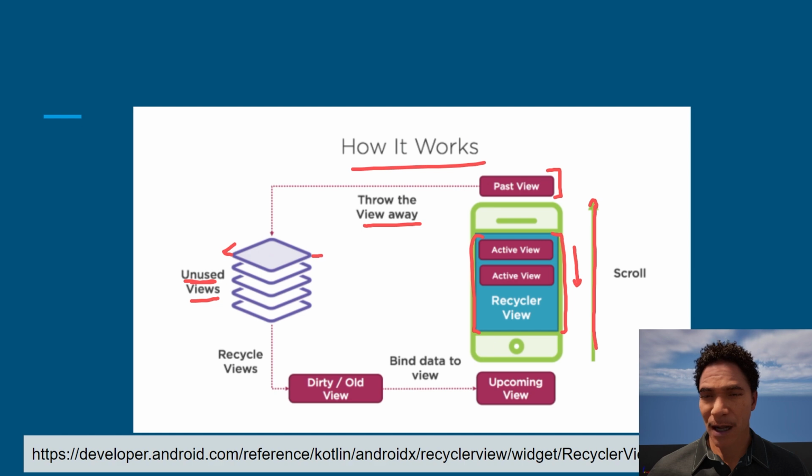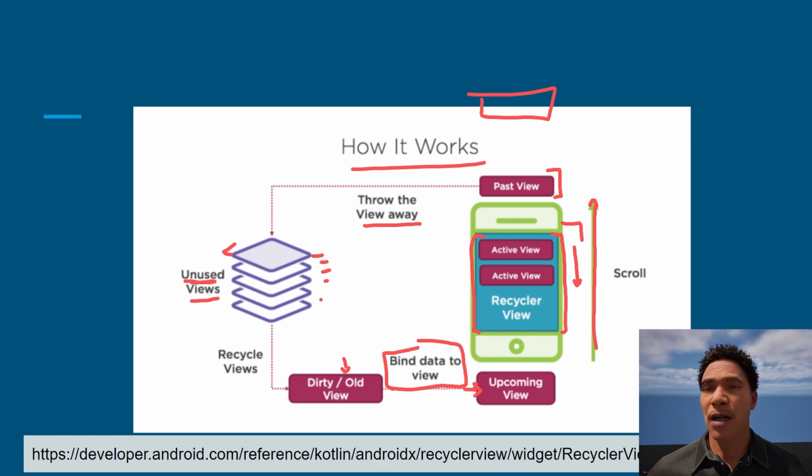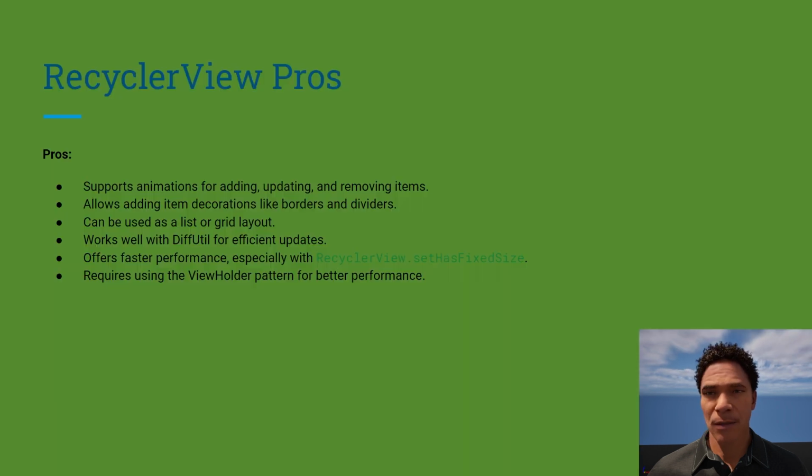So when they accumulate, you have a position that is very far away. This view is called a dirty view if it's very far away from the visible view. And then you bind data using the adapter and you create an upcoming view. You inflate the view and you can present it when the user scrolls. So these views that went out of the mobile screen are not destroyed, they are collected and recycled, okay?